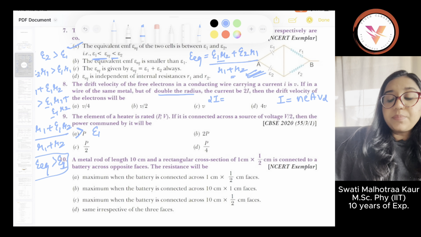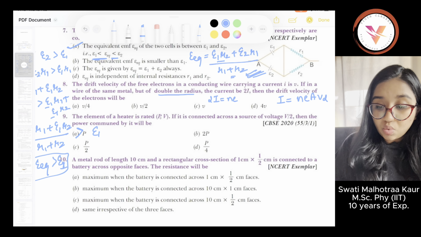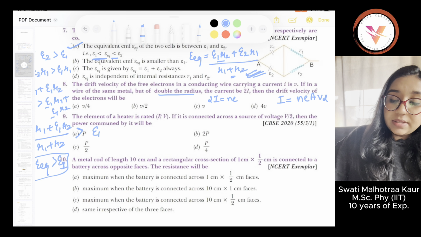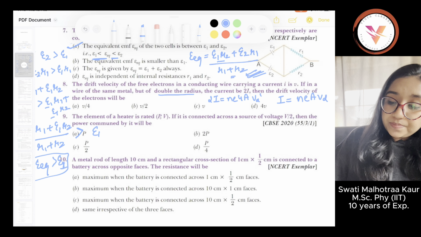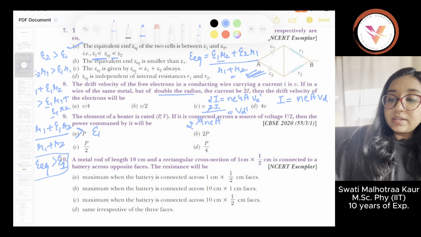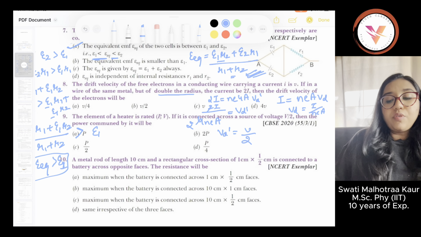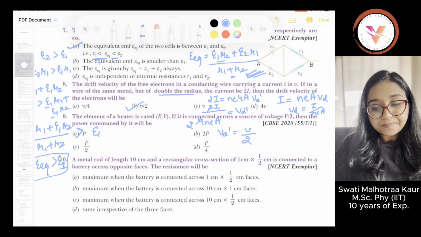So N, E stay the same, and if the radius is double, then the area becomes 4 times because it is pi r square. So let's take it as simply 4A, and we have to calculate the new VD dash. So it's 2I over 4NEA is equal to VD dash. This is 2I upon NEA, your old VD and EA. So your new VD dash becomes half of the old drift velocity.